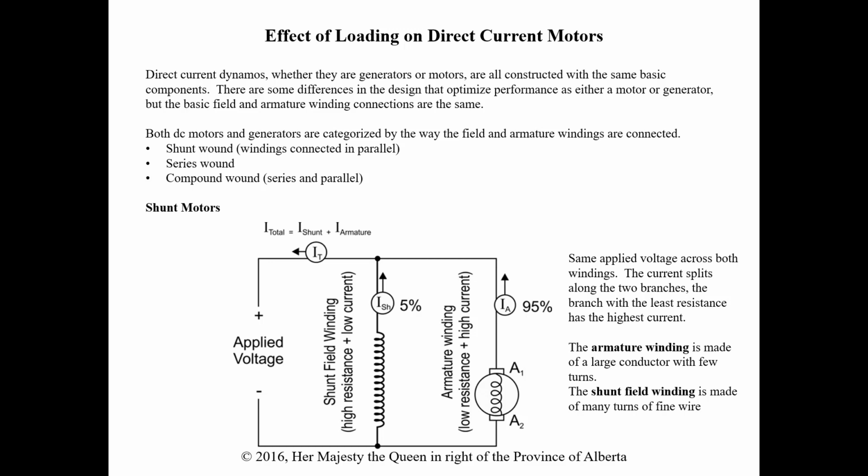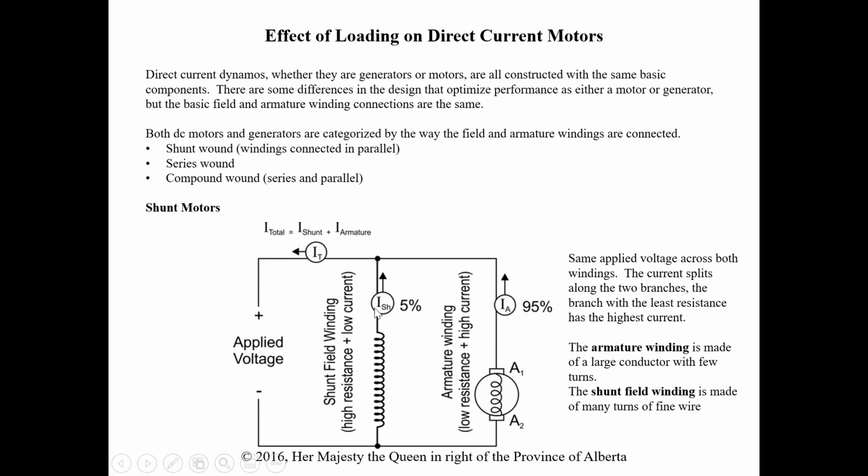Okay, so they talk about generators and motors. We're mainly going to talk about motors. So shunt is basically the windings are connected in parallel. Series, they're in series, and compound would be a combination of series and parallel. So start off with shunt motors, or parallel connection. So we can see the parallel connection here and here with the field winding and the armature winding.